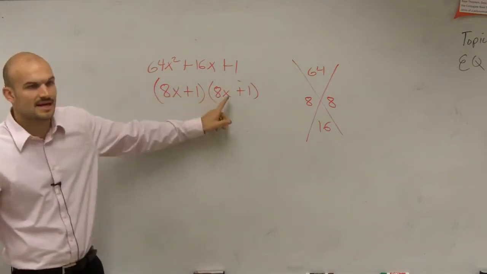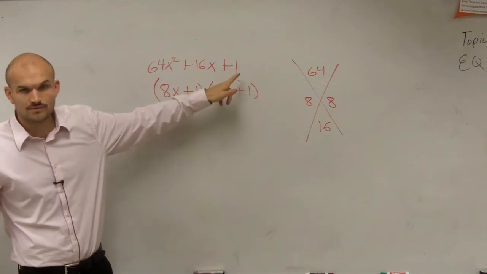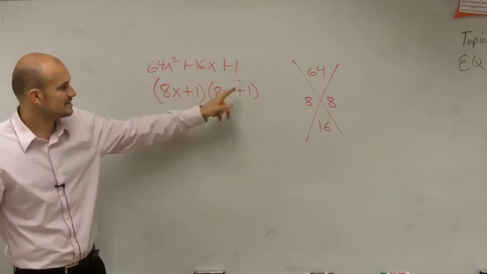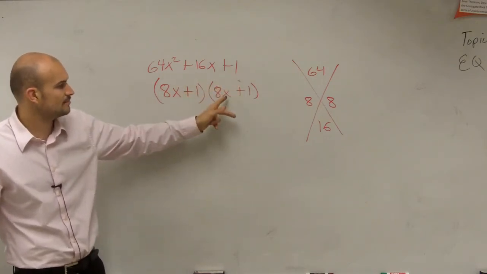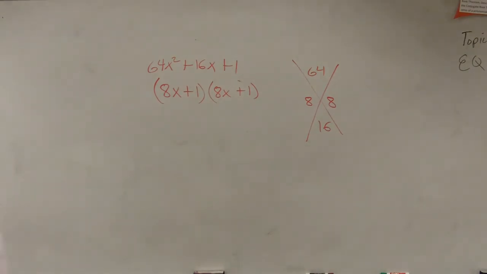Does 8x times 8x give us 64x squared? Yes. Does 1 times 1 give us 1? Yes. And then does 8x times 1 plus 8x times 1 give us 16x? Yes. So there we go.